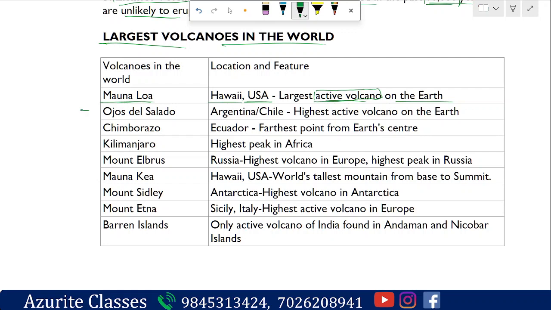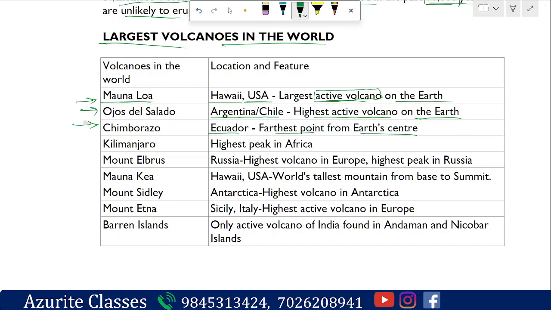Next is Ojos del Salado, right? That is in Argentina or Chile. Chile. Okay, that is the highest active volcano on the earth. So Chimborazo, where is it? Ecuador. That is in Ecuador. That is the farthest point from the earth's center. This volcano is one of the farthest from the center of the earth.